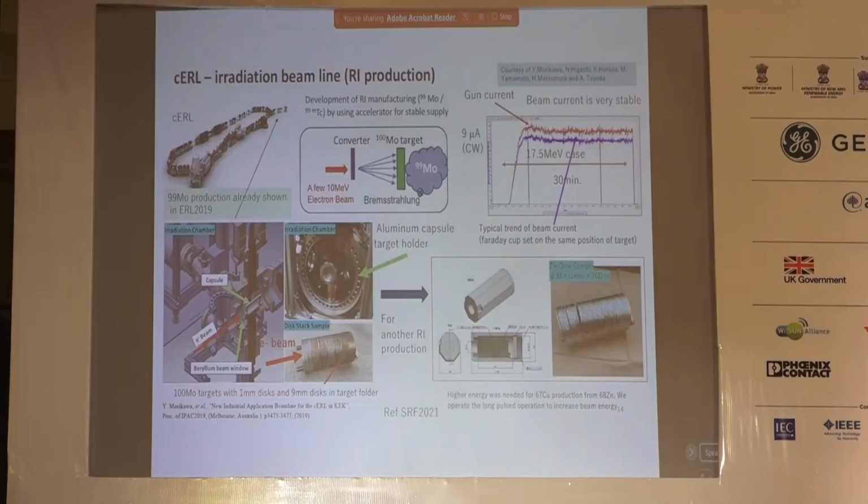Using a few tens of millions of electron volts, the electron beam is extracted and hits the converter, and it can turn the molybdenum-100 target into the molybdenum-99 isotope. This was successfully tested, and it is a good example of how the electron linac can be very practically useful for this kind of application.